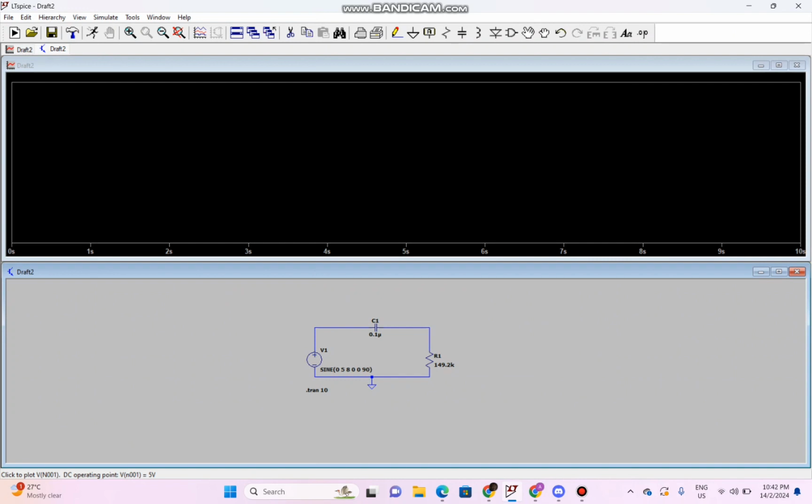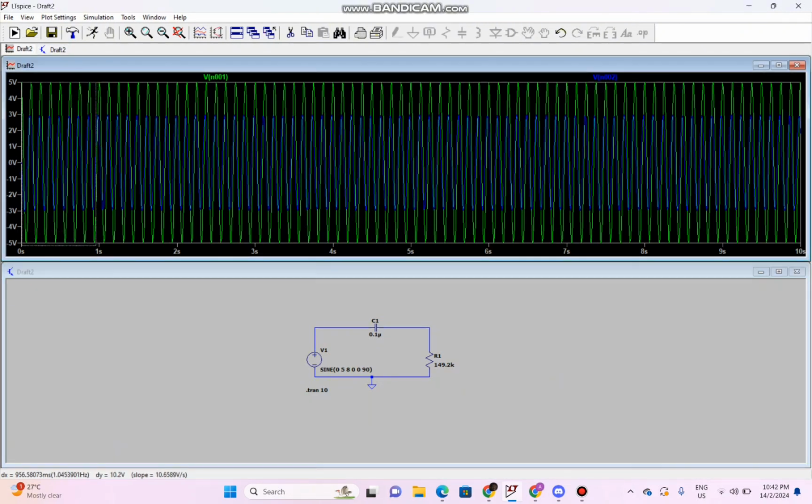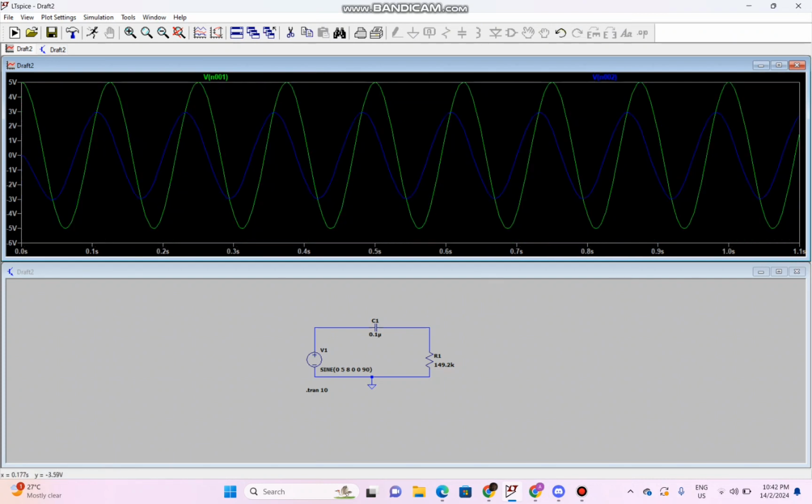Then we click on V input and V output. We have to zoom in because this is too much. Voila, we get this graph just like figure 2. You can see the V output is the blue one, V input is the green one, which have amplitudes of 3 volts for the blue one and 5 volts for the green one respectively. So that's it for question number 1.